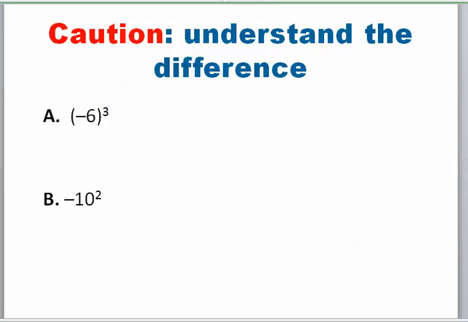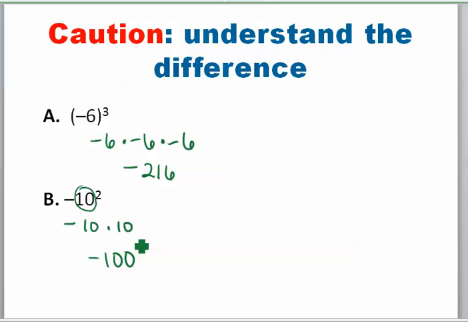Let's look at these a little bit more and look at the caution and understand maybe a little bit more the difference. Again, this whole thing is to the third power, so I'm writing the negative 3 times as well as the 6 3 times. A negative times a negative times a negative is a negative answer. 6 times 6 is 36 times 6 is 216. On the other hand, this one just says the 10 is written twice. The negative is written, and then we have 10 times 10. Negative 10 times 10 is negative 100.